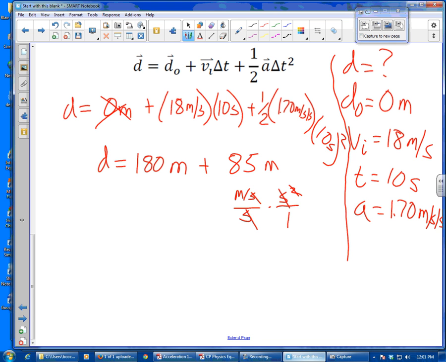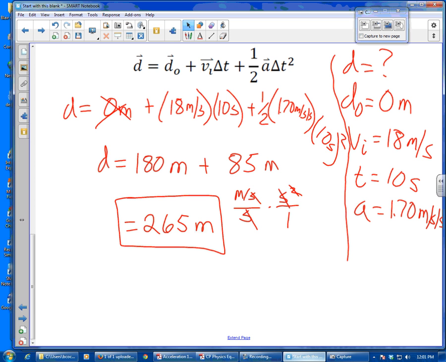Add that to 180, and I get 265 meters. My answer. That's how far it traveled during that same amount of time.